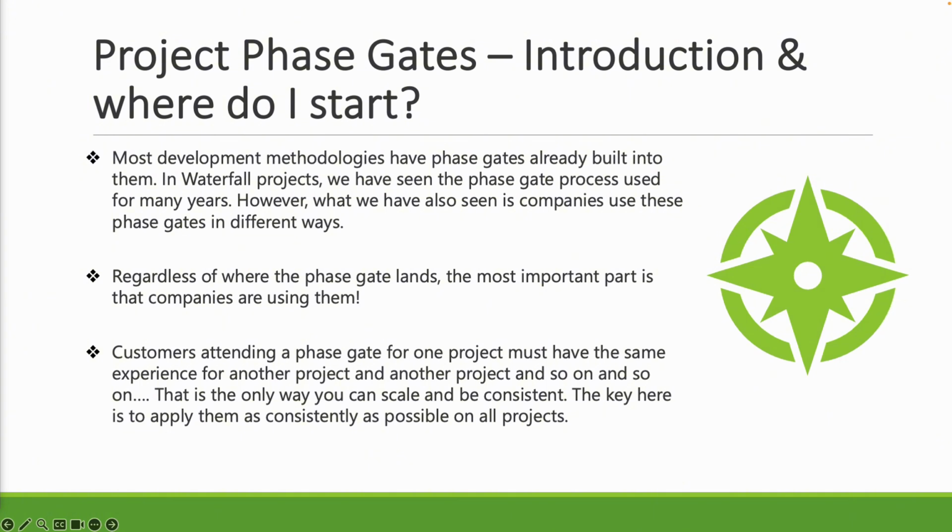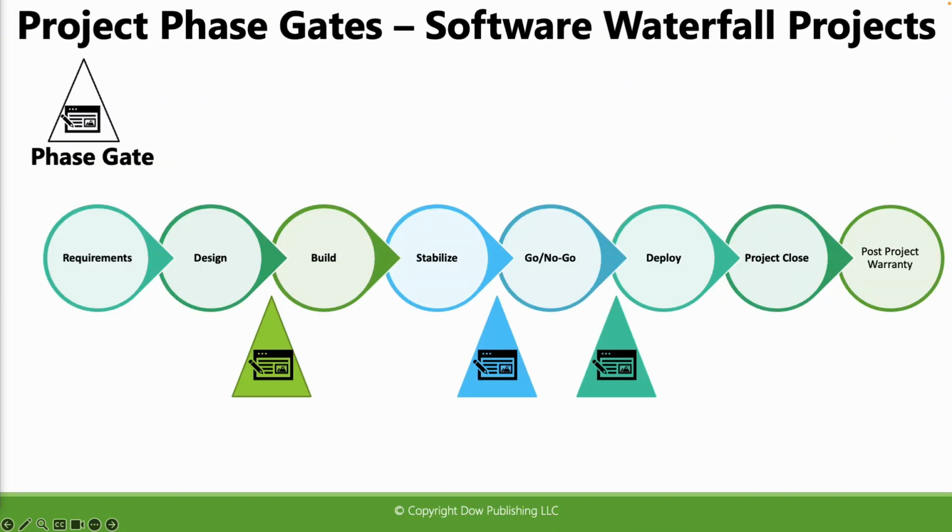Okay, so customers attending the phase gates as well, that's a really critical component to this. So one project manager is running a phase gate process, another project manager is running a phase gate process, and they both happen to have that same customer, and that happens all the time. You want that process to be consistent, you want it to be scalable, and you want those processes to be applied across the board. Does that make sense? Okay, so let's look at that.